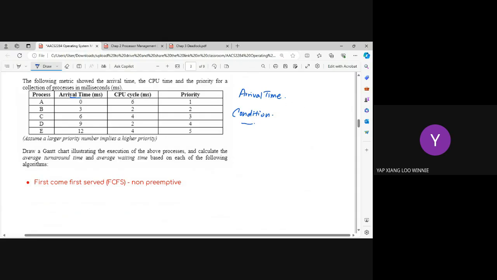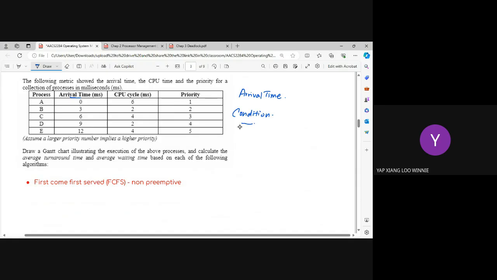But there are different conditions. For priority, we look at who has a greater value implying a higher priority. Your question will tell you which one implies a higher priority. If a larger priority number means higher priority, say 1, 2, 3, 4, 5, then 5 is going to be the highest priority. If the question says a lower priority number implies a higher priority, then it would be 1. Just that simple.